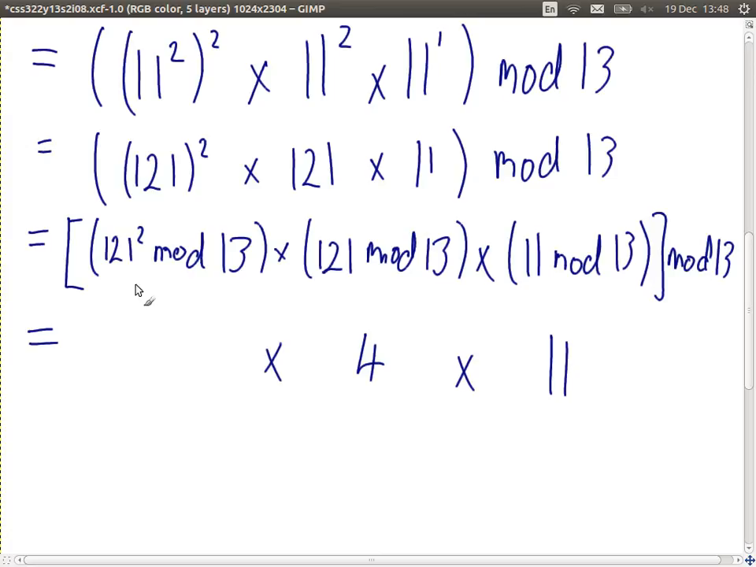And 121 squared mod 13? Okay. 121 mod 13 is 4, so 121 squared mod 13 would be, if we apply the same logic of expanding, 4 squared mod 13. So we've solved 121 mod 13. This becomes 4 squared mod 13, because 121 mod 13 is 4, all mod 13. And 4 squared mod 13 is 3.